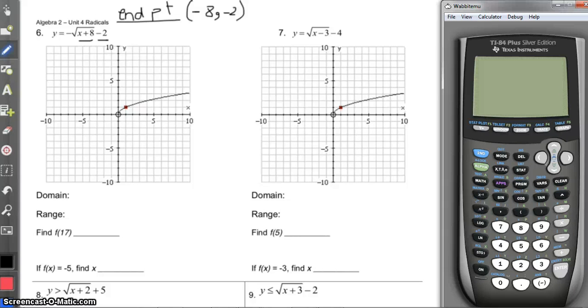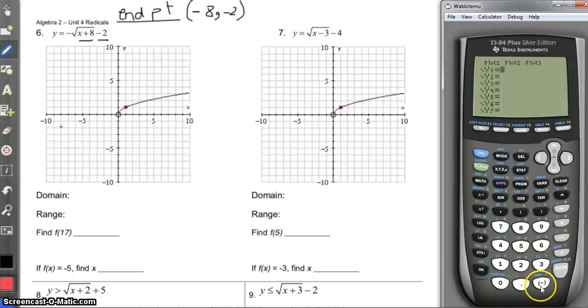It's going to be the opposite of whatever is inside with the x and the number that is on the outside. That is your endpoint, -8, -2, and it will show on your calculator. So let's graph it on our calculator and get the points.